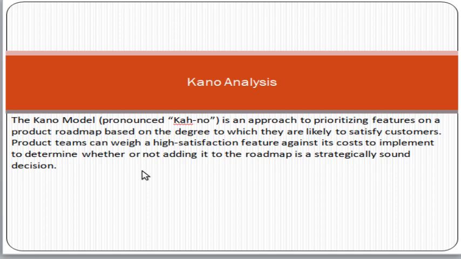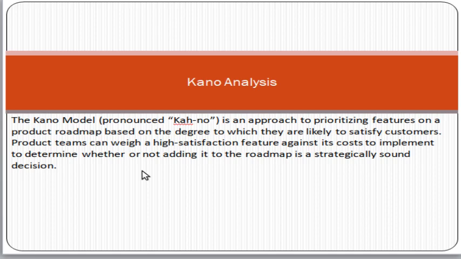Like, you are basically comparing the features with respect to customer satisfaction and the cost. For example, one feature is increasing customer satisfaction, but it is so costly that obviously it is not affordable. However, on the other hand, one feature is satisfying the customer and its cost is also reasonable, so obviously you will think of including it in the product backlog or the implementation approach.